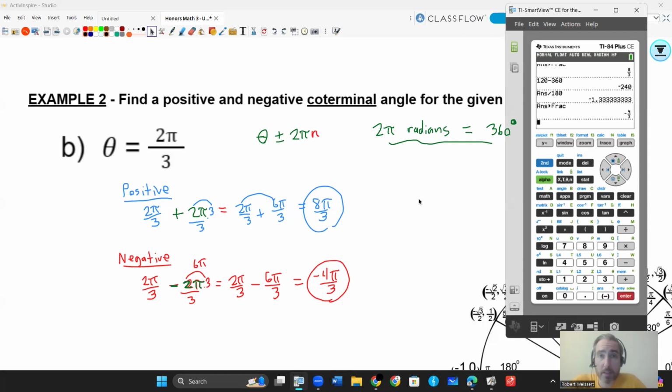If you are in a class that doesn't allow calculator use like this, then that's not going to really be an option for you. So you would want to stick with the method I wrote down.